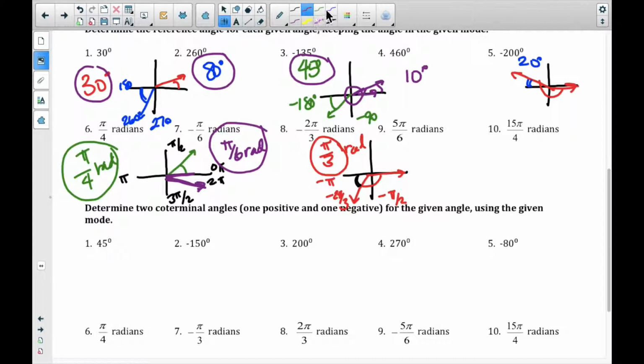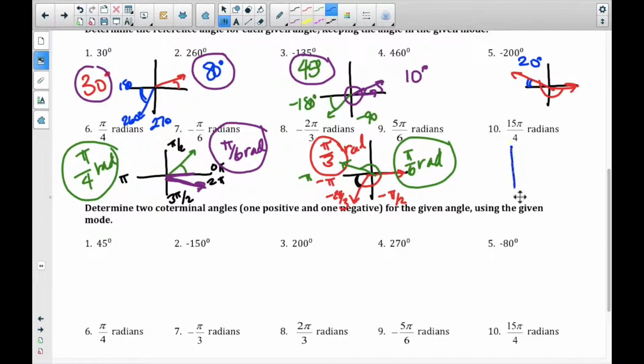Okay, number 9 is 5/6 pi radians. Well, that's almost a full pi, right? So we're going to go around here, but we're going to stop just short of a full pi. Well, how much short did we stop? Well, again, in the positive direction, this is going to be a pi over here. So we stop a 1/6 short of a full pi radian. So this is pi over 6 radians. That is the reference angle. The reference angle is always going back to the x-axis.